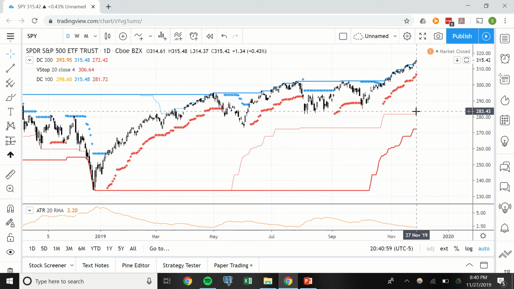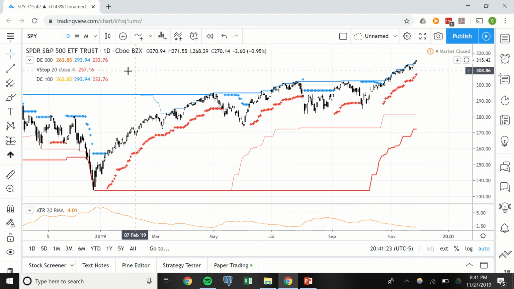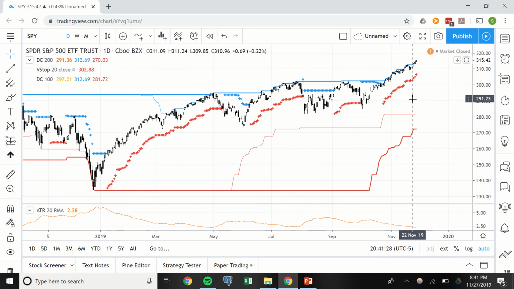So 4 times 2.20 would be 8.80. The close today was 315.42. So we would expect this volatility stop to be 8.80 less than the close of 315.42. So 306.62 would be 8.80 from the close, and it's at 306.64, as you can see up in the top there. That's likely just due to rounding errors, things like that. So you could use either.